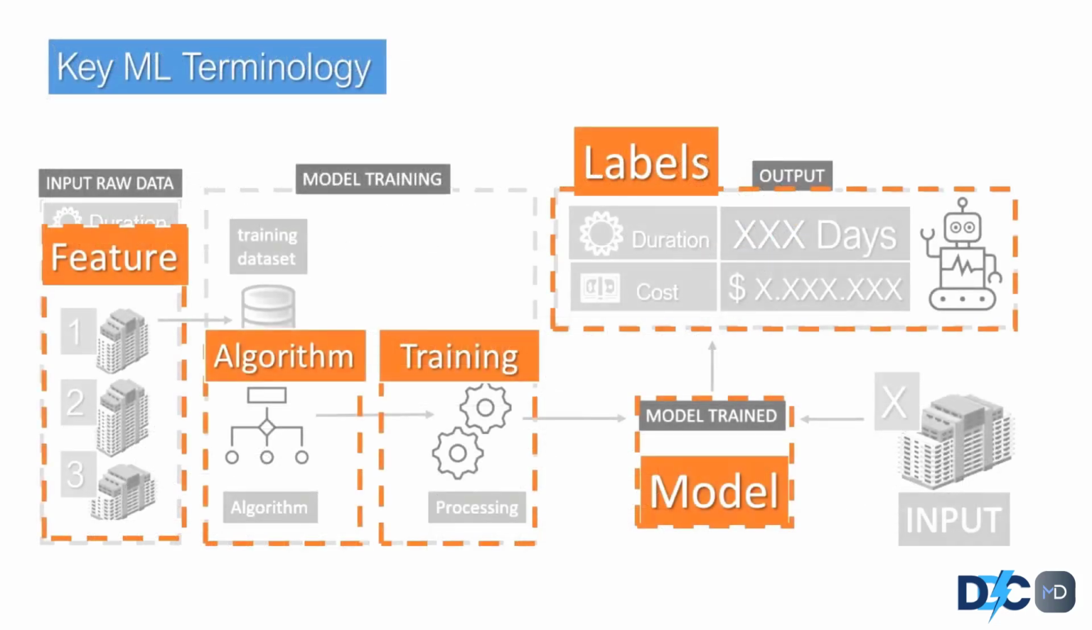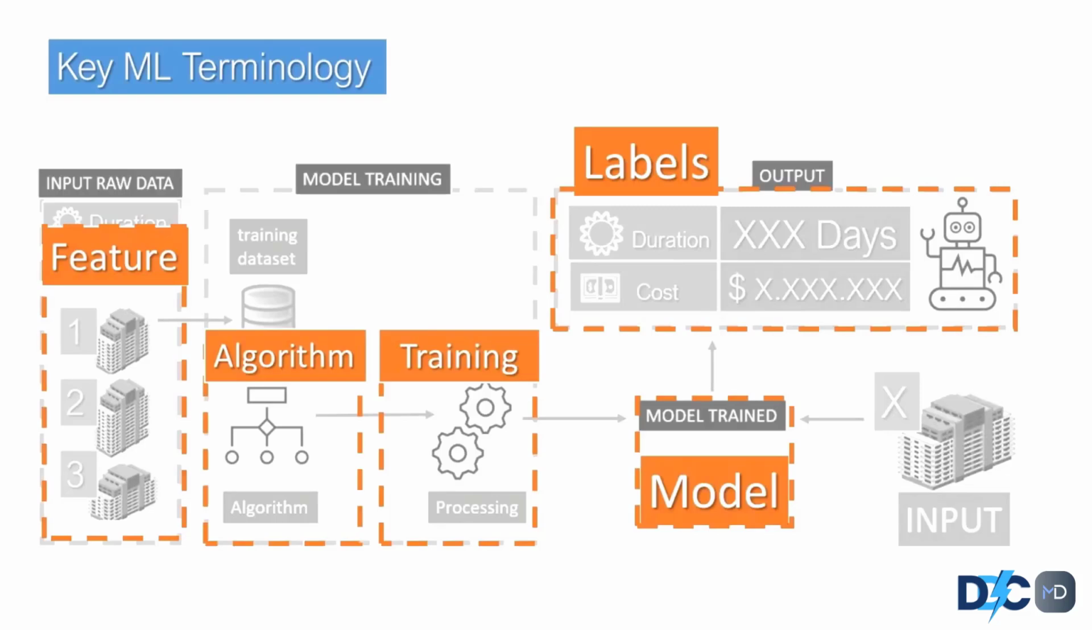Labels. A label is the value we aim to predict, essentially the y variable in a simple linear regression. Labels can represent a wide variety of parameters, such as the number of days to complete a task, the cost of goods or services, or other key outputs. In our construction example, labels include the cost and duration of work.